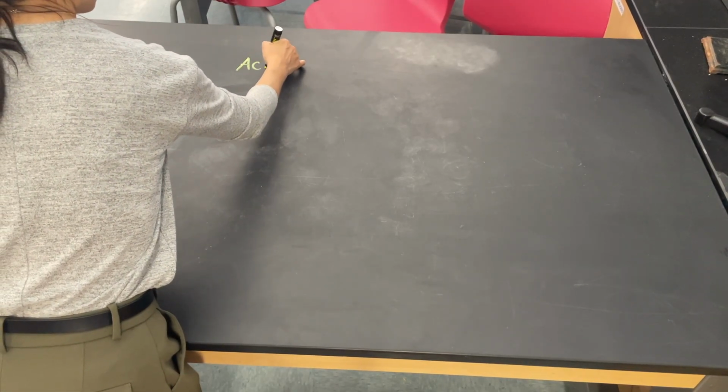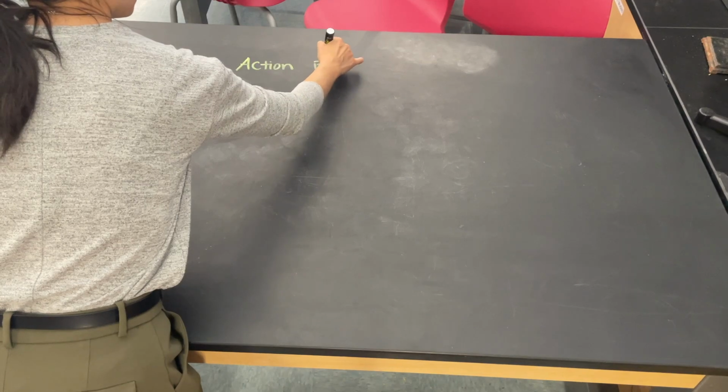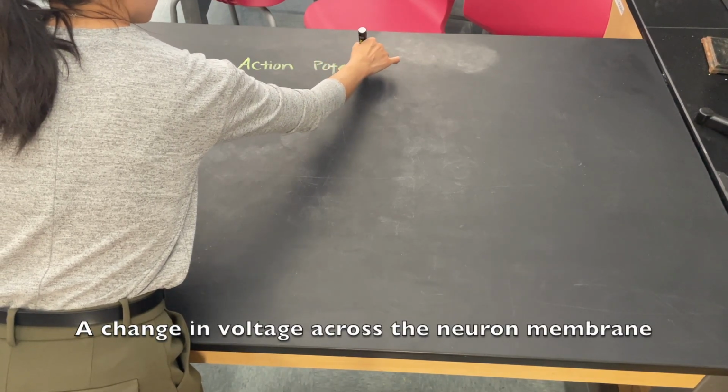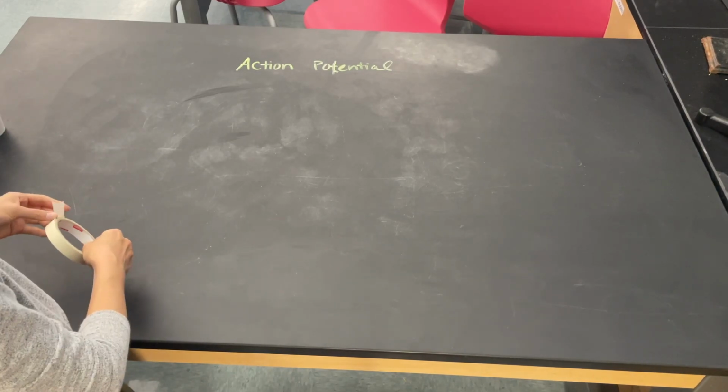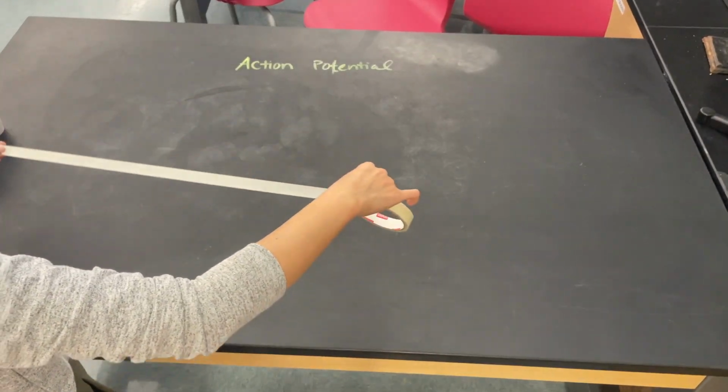In this video, we're going to talk about action potentials. An action potential is a rapid change in the voltage across a cell membrane of a neuron, and they're important because they allow cells to communicate with one another.